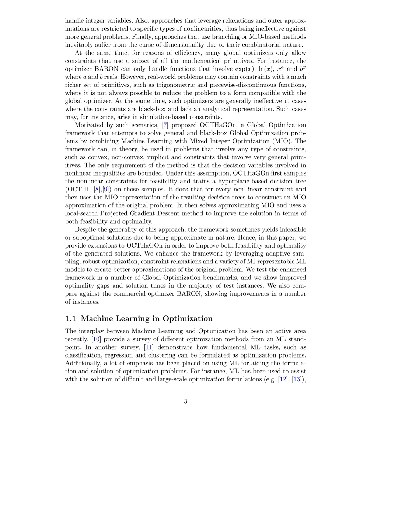The framework samples and trains decision trees on the nonlinear constraints, constructs an MIO approximation of the problem, and uses a local search method to improve feasibility and optimality. Extensions to OCTHaGOn, including adaptive sampling, robust optimization, constraint relaxations, and different ML models, further enhance the framework's performance in terms of solution quality and computation time.